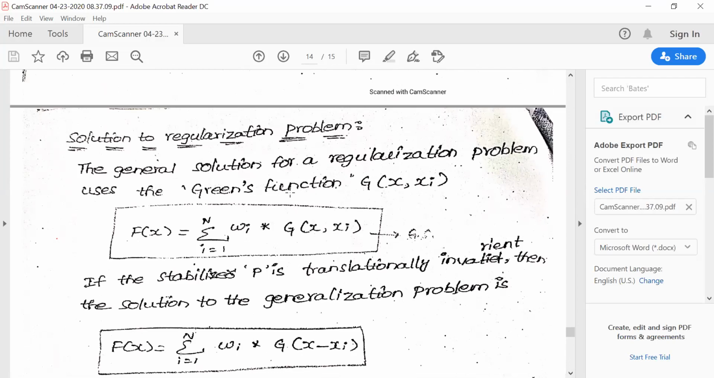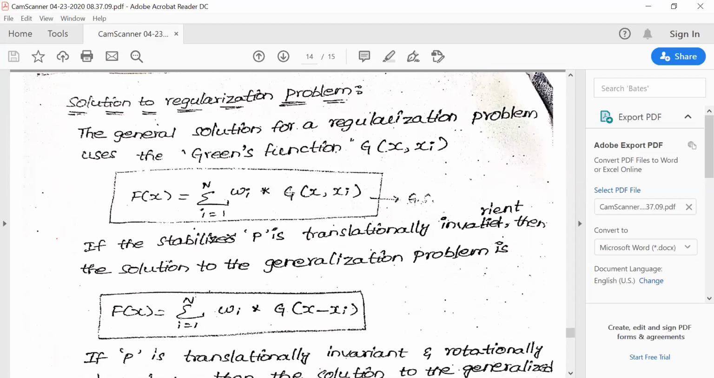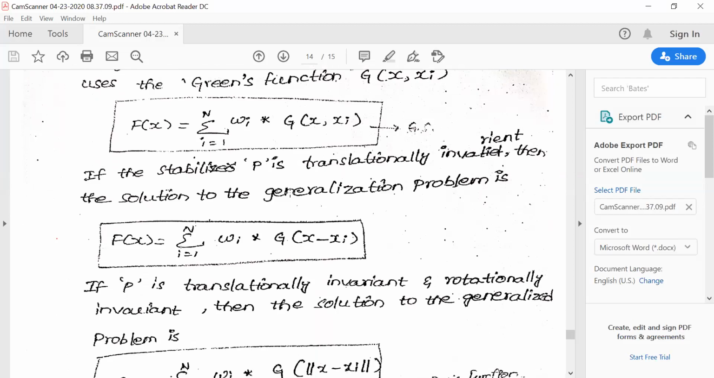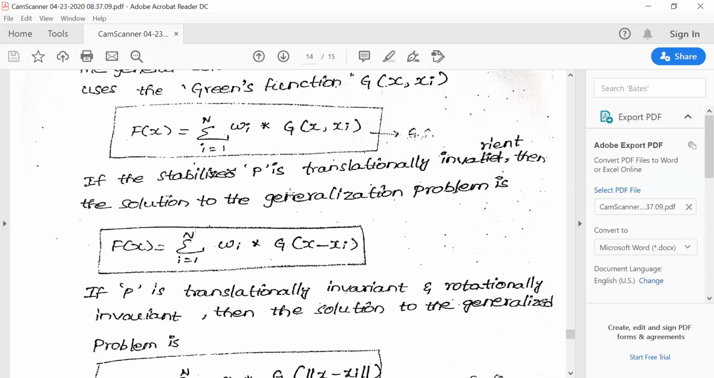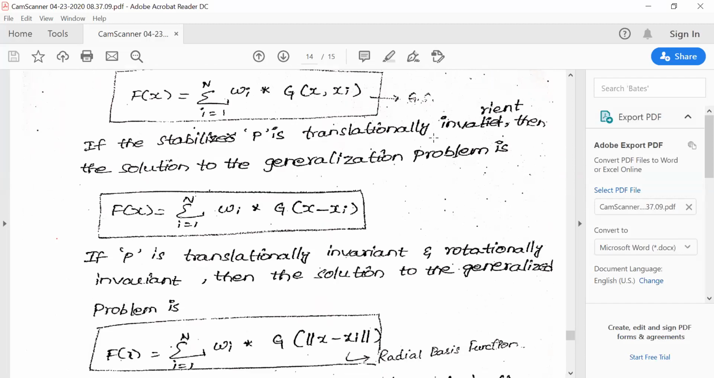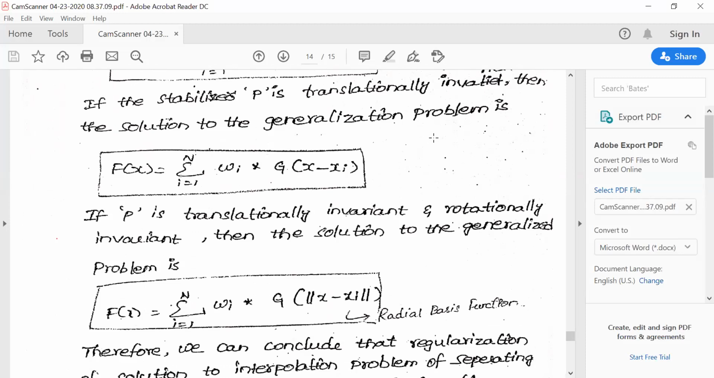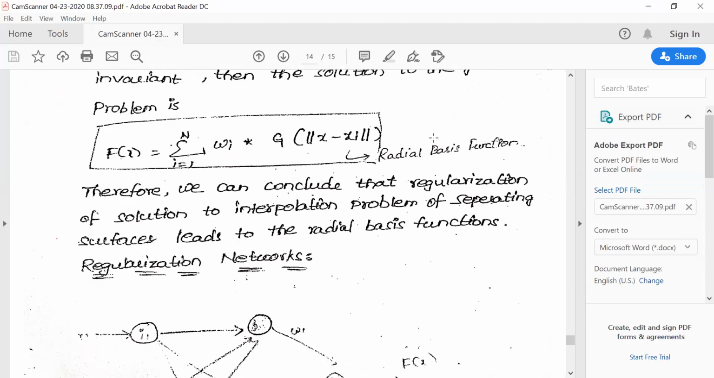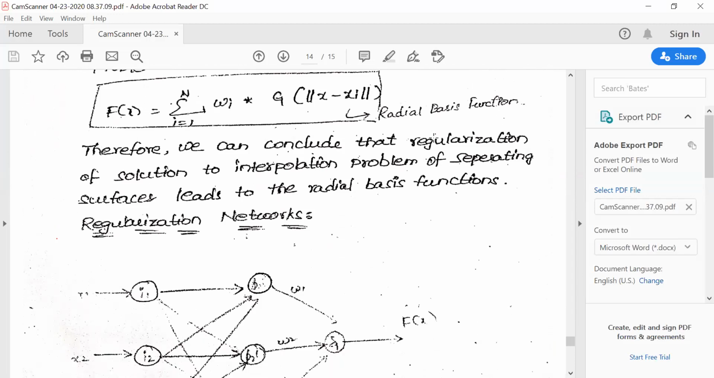The difference is, in normal RBF neural networks, we can use any of the available Gaussian functions, but in this regularization network, the only option you have is to use Green's function only. Green's function, G of x comma xi, you need to use that function, which says e power minus of (x minus xi) whole square again.